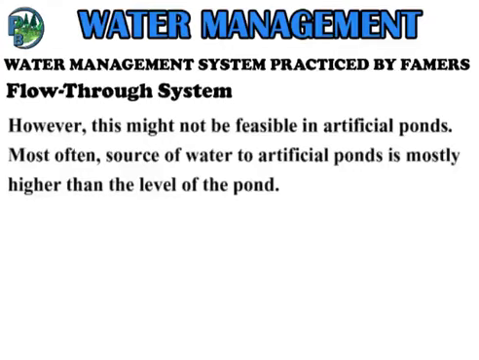Most often, sources of water to artificial ponds are mostly higher than the level of the pond. To run a flow-through system, you are to constantly pump water into the higher water tank to drop water into the pond. This will increase cost of production in artificial pond production.